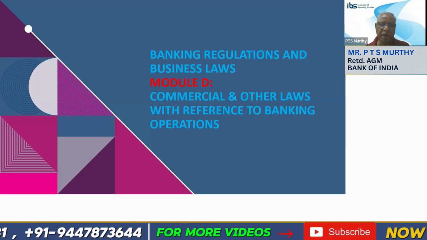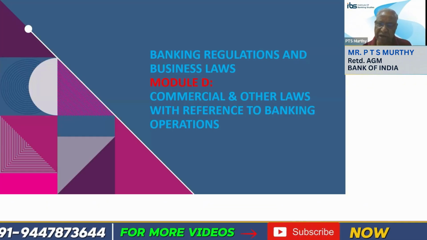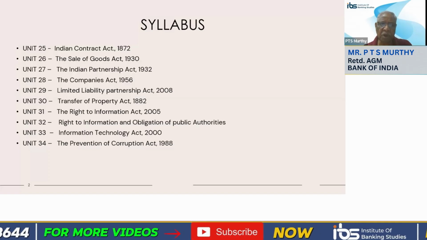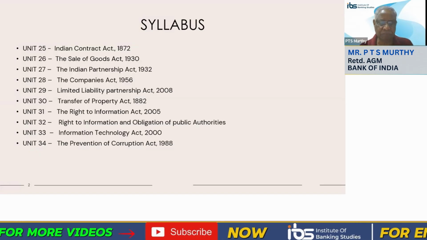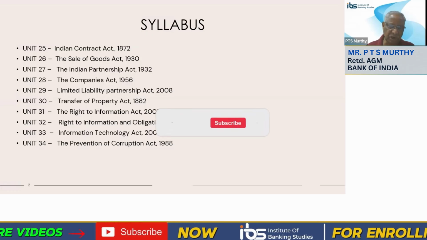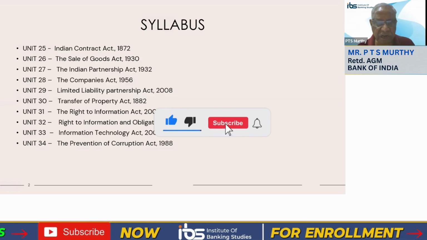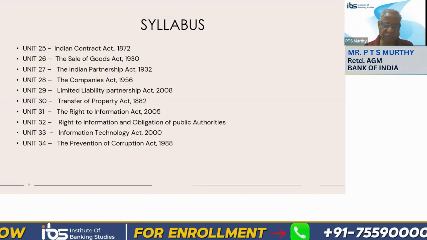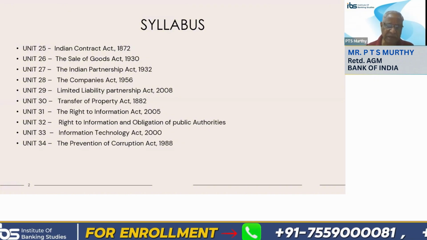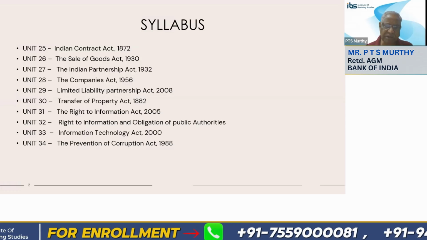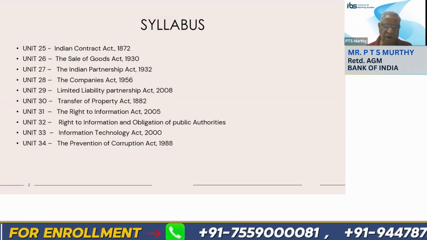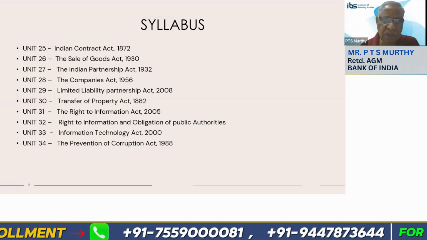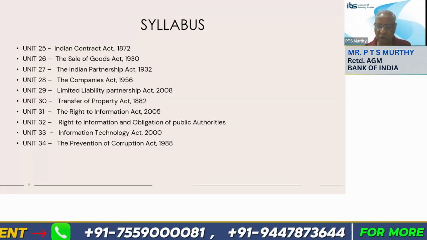Other things relating to the Indian Contract Act and the Sale of Goods Act are commercial laws. In this particular module, we have units from 25 to 34. Here we are talking about commercial laws and also general laws. The Indian Contract Act and Sale of Goods Act are in fact commercial laws. The Partnership Act, Companies Act, LLP Act, etc. are general laws. Transfer of Property is again a commercial law. Right to Information is a general law, but they combine everything. So we'll discuss them one by one with reference to this module.